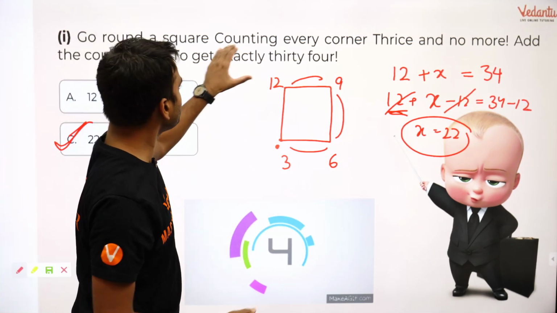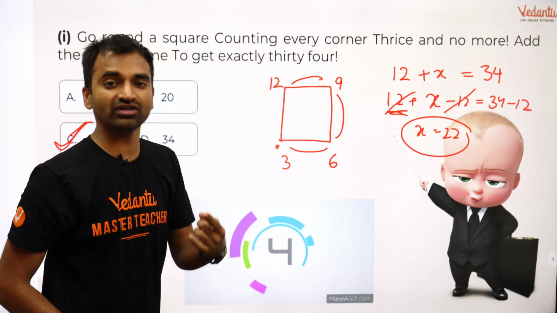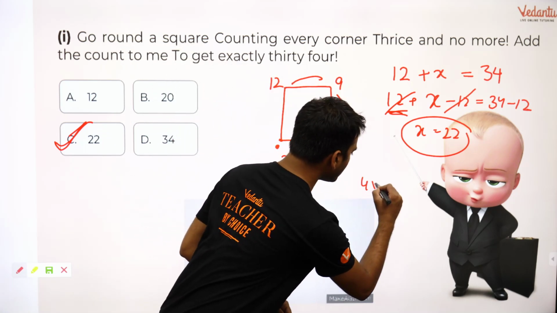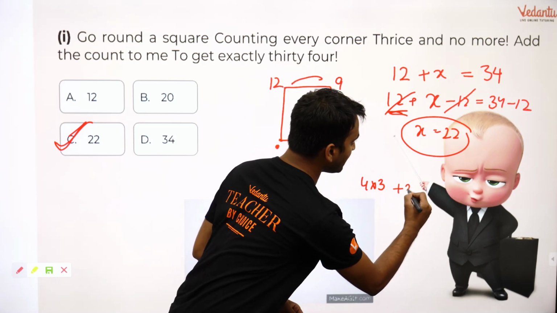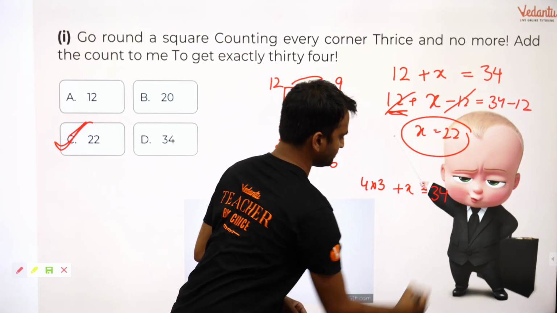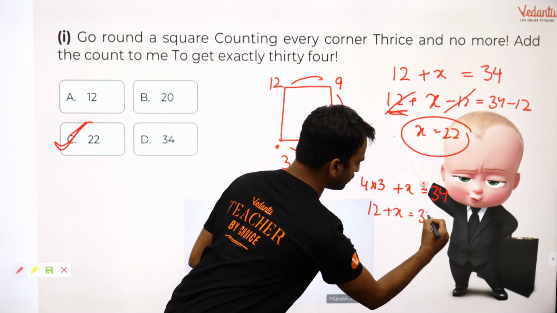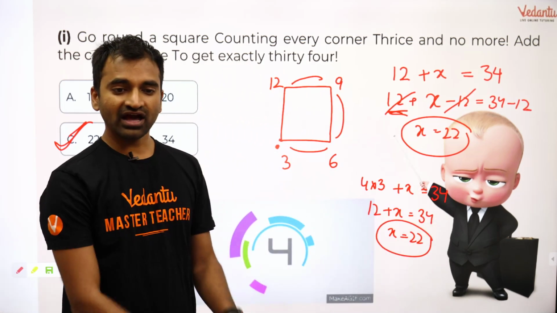Or since we are going around a square, a square has 4 corners, and we are counting each of them 3 times, so you don't need to make the diagram. What you could have done is 4 into 3, 4 corners 3 times, so 4 into 3 plus x is equal to 34. You will still get the same thing, 12 plus x is equal to 34, or x is equal to 22. Is that fine?